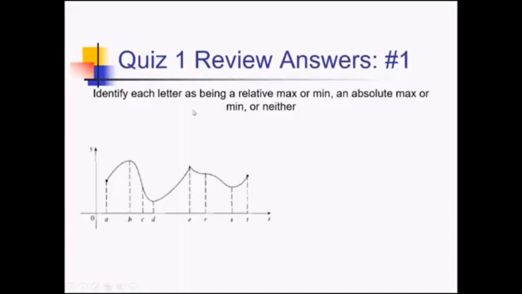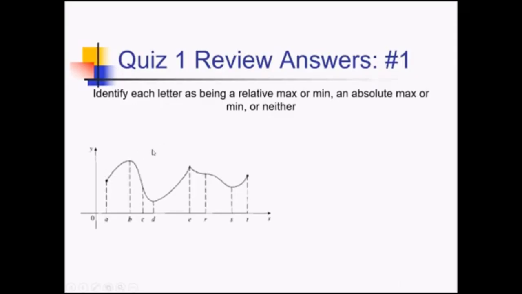On this problem, we need to identify each of these letters as being the x value of a relative max or min, an absolute max or min, or neither. Some of these could be more than one. For example, letter A, you could argue that this is neither of these things.